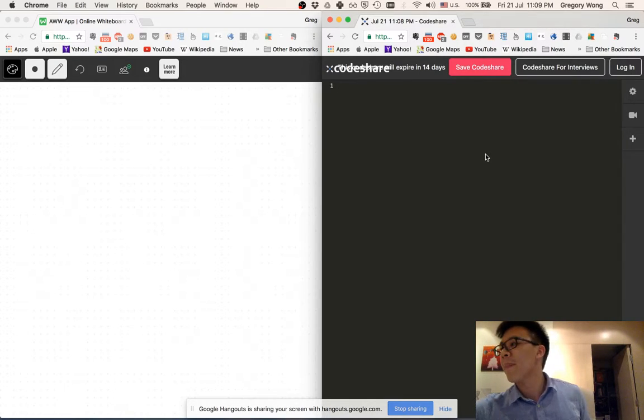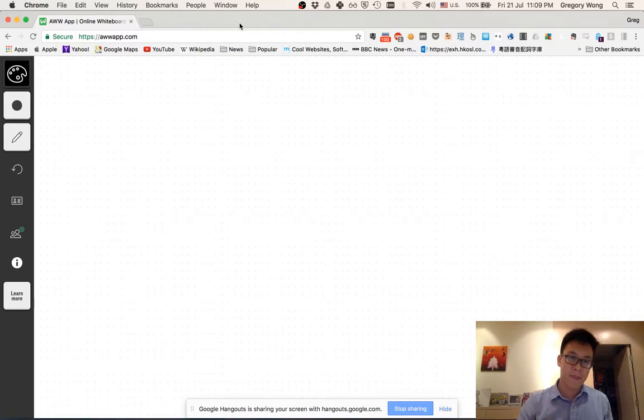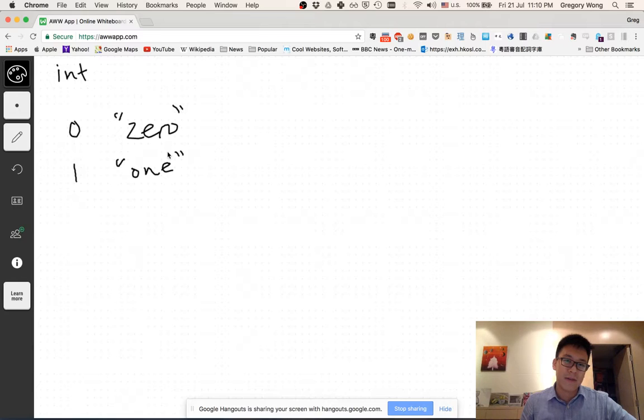Yep, okay, so given an integer, print an English phrase that describes the integer. So, given an integer, print an English phrase. Oh, so if I had 0, it would be 0? Yeah. 1 would be 1, and so forth. Yep.